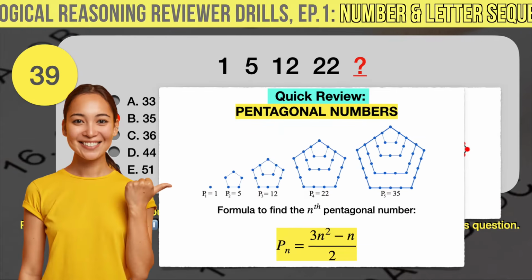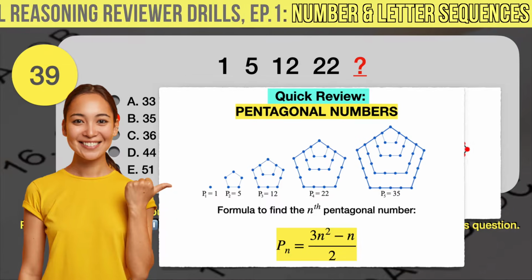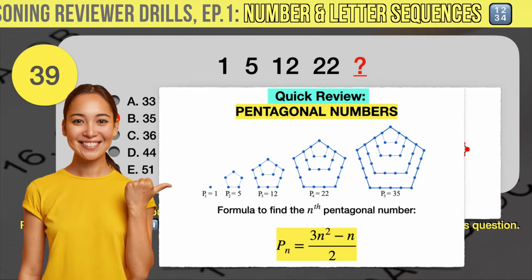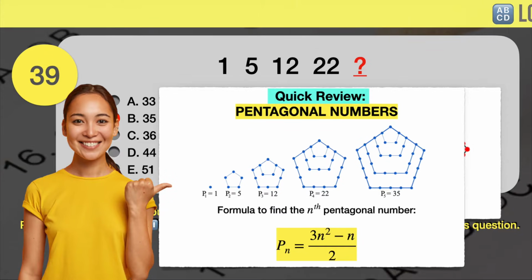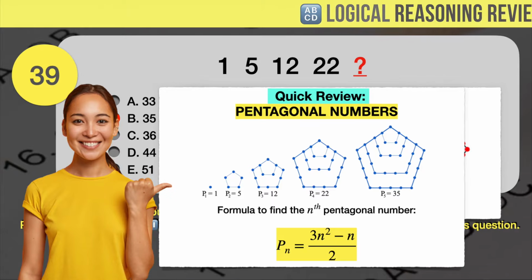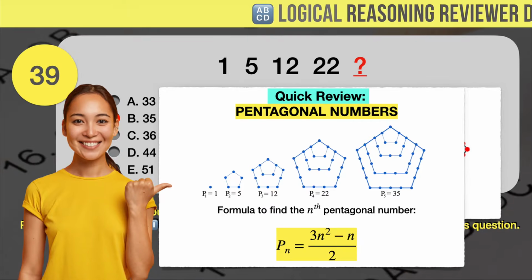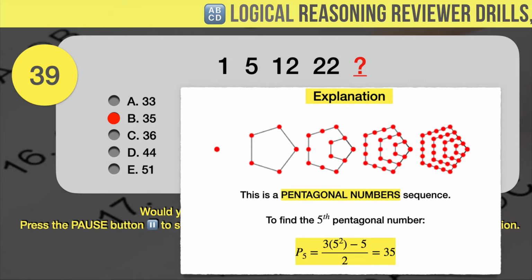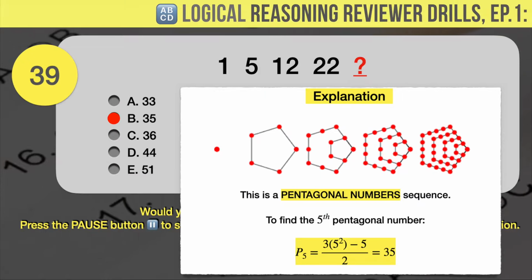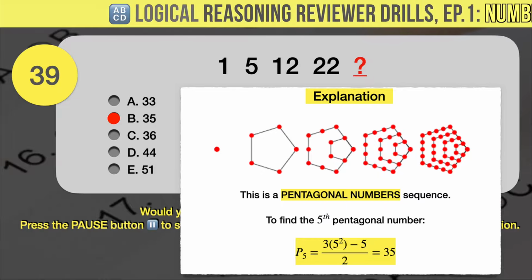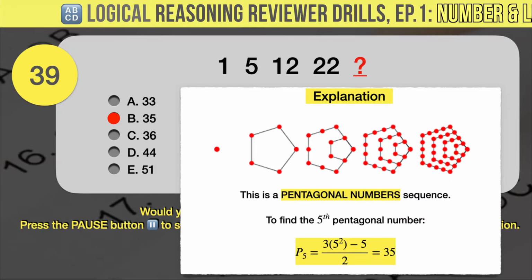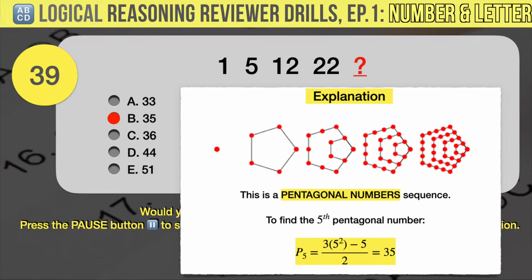Let's quickly review what we know about pentagonal numbers. A pentagonal number represents the number of distinct dots that form the pentagons, given that the number of dots that make up each side of the pentagon is equal to n, and the pentagons are overlaid such that they share one vertex. Pentagonal numbers can be found using the formula as shown. In our given sequence we are looking for the fifth pentagonal number, or P5. Substituting n equals 5 in the formula, we should quickly arrive at 35 as the fifth pentagonal number.